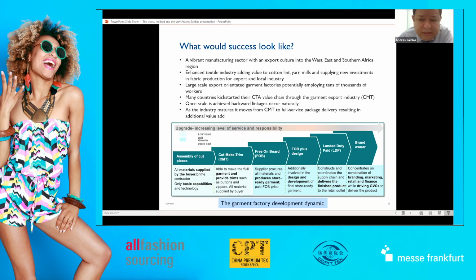So you see it grow from cut pieces to cut, make and trim, to free on board, from FOB plus design, to landed duty paid, and combinations on branding, marketing, retail, and finance, while driving a global value chain to deliver the product. That's what success will look like in a continent like Africa.